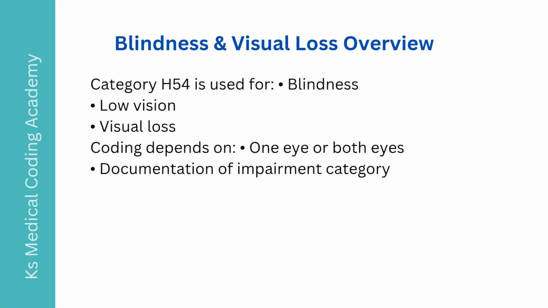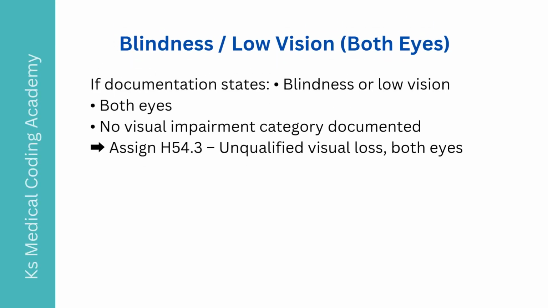Blindness and visual loss overview. Category H54 is used to code blindness, low vision, and visual loss. Coding depends on whether one or both eyes are affected, and whether the visual impairment category is documented. Blindness or low vision, both eyes. If documentation states blindness or low vision, both eyes, but the visual impairment category is not documented, assign H54.3, unqualified visual loss, both eyes.